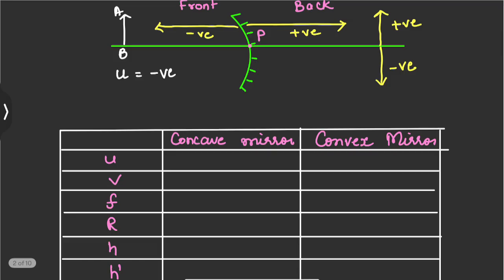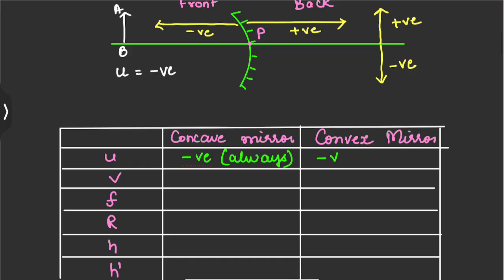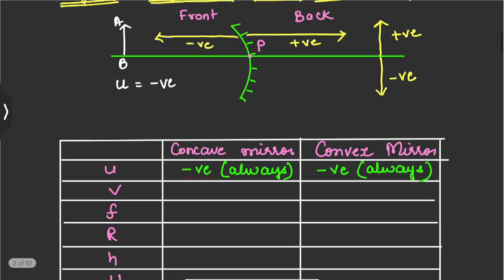So here the first one we can write. For the concave mirror, the u value will always be negative. Why is it always negative? Because the object is always placed in front of the mirror. In the same way, for the convex mirror also it is negative, because here also the object will always be placed in front of the mirror.